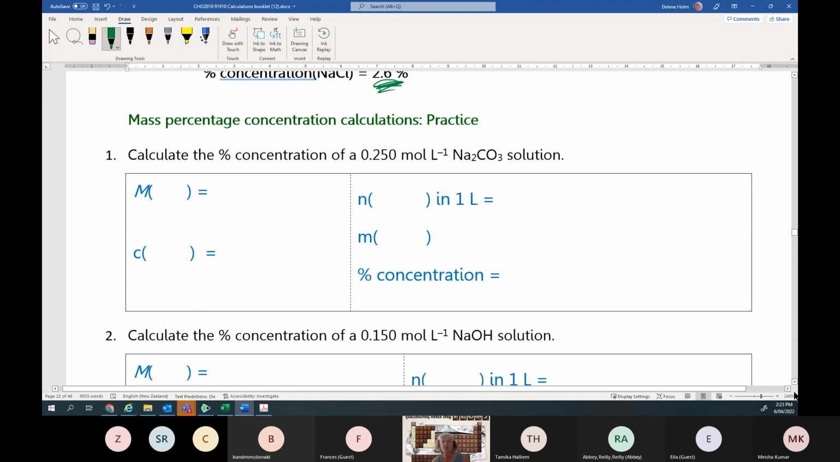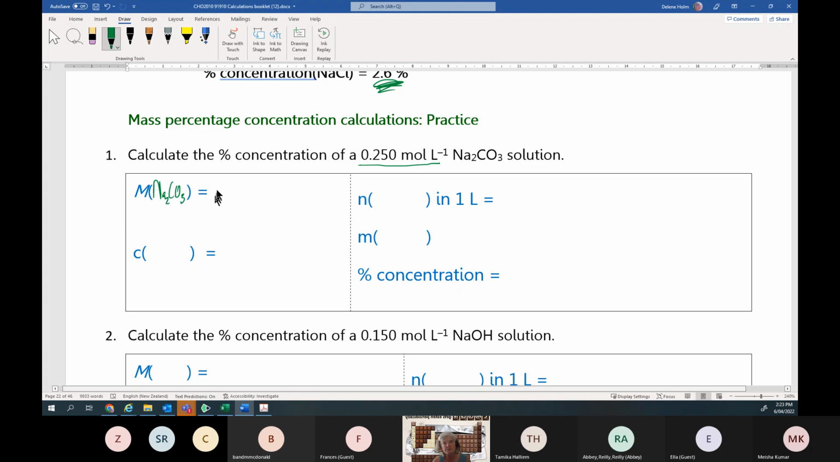So here's sodium carbonate, and you're given a concentration. Again, this is just to try and get you into the habit of thinking about what substance you're talking about, because you will be given more complicated ones where you've got to swap from one substance into the other for other examples. So my molar mass, I've got to calculate it.